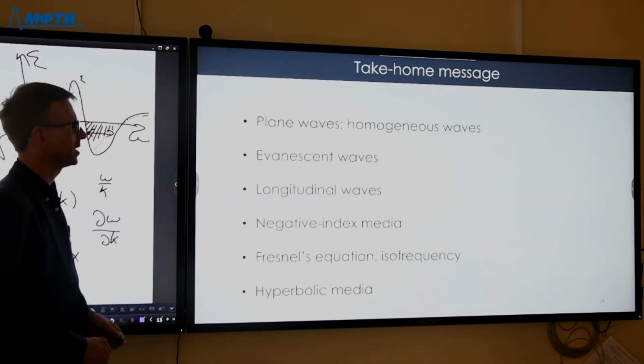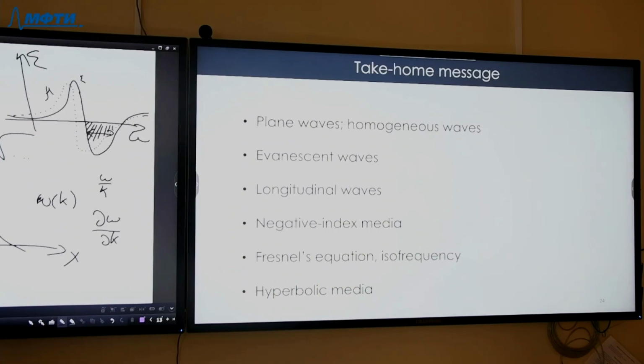And this is it for today. Today we covered a pretty extensive area of plane waves in homogeneous media. We discussed plane waves in general and the case of homogeneous waves with real-valued wave vectors. We discussed evanescent waves. We discussed longitudinal waves that occur in epsilon equals 0 media. We discussed negative index media. We saw how propagation of plane waves is described in anisotropic media. We learned the concept of isofrequency, and we also learned the exotic class of hyperbolic media.